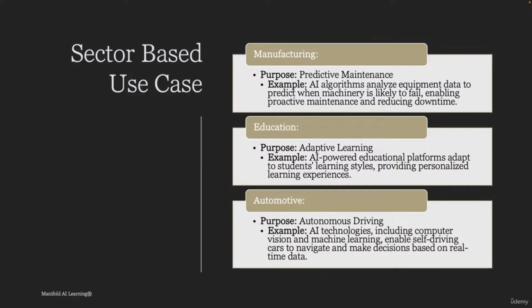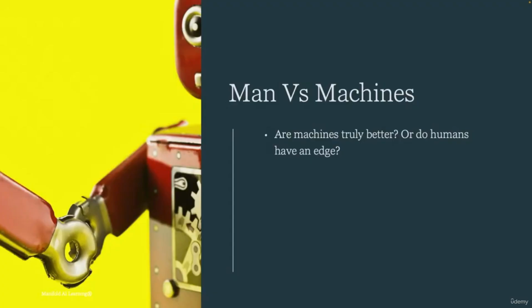Now that you have seen the importance of artificial intelligence, and the various applications that you might have already experienced in your day-to-day life, I've got a question for you guys. Do you think the machines are truly better, or do you think humans have an edge over here? So what is your opinion, and what do you think about this, guys? Do we as humans have an edge, or do you think the machines are way better than humans? So let me know, guys, what do you think?